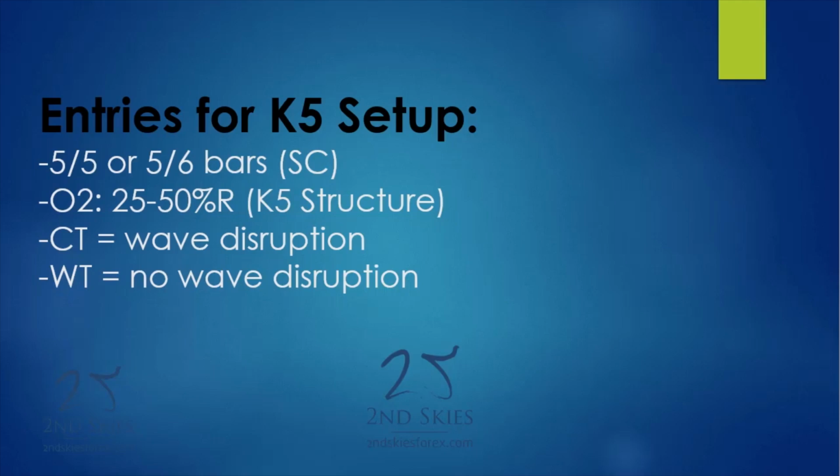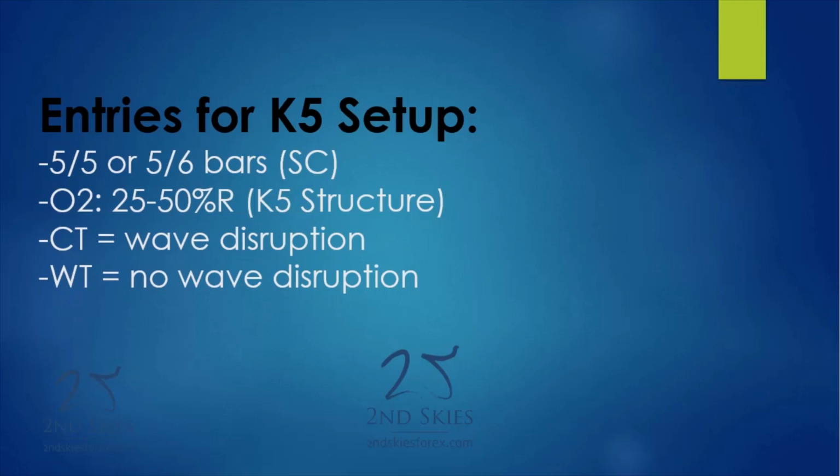So that's option 1. Option 2, and this will make more sense in a little bit when we look at charts, is that we're looking for a 25 to 50% retracement into the K5 structure. And I'll explain why we would look for that option, in what scenarios it would be more common, and what that would look like.